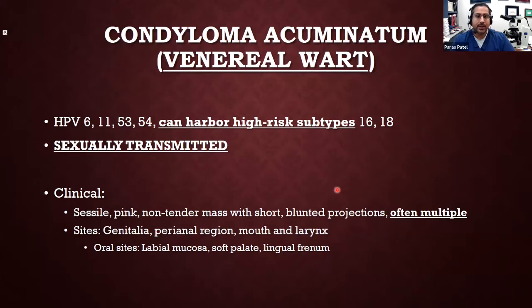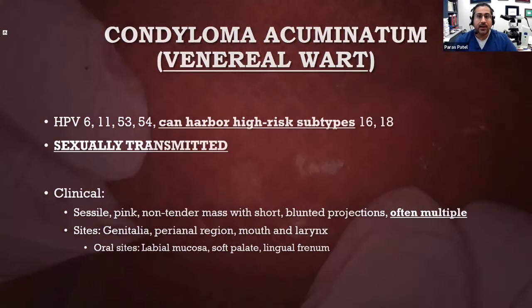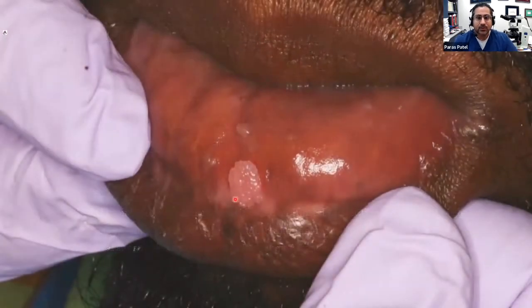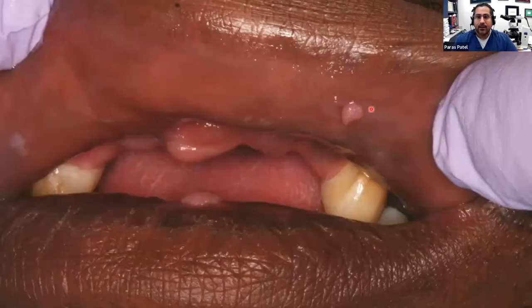Most common location, again, the genital region, perianal region, but you can have inoculation to the mouth as well as the larynx. When we see them in the oral cavity, oftentimes it's the site of inoculation or contact. So labial mucosa, on occasion the soft palate, or the lingual frenum is a very common location for us to find condylomas. So here's one, and you can see this little pebbly lesion here, and they have a little one here. And then they have another one on the upper lip.